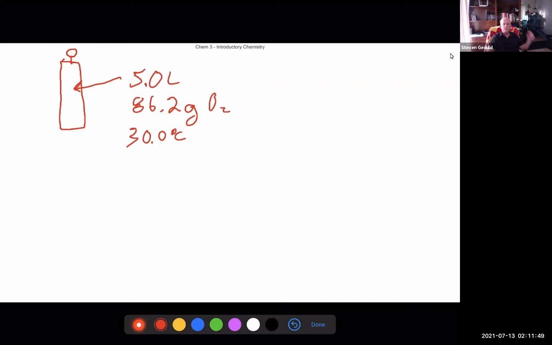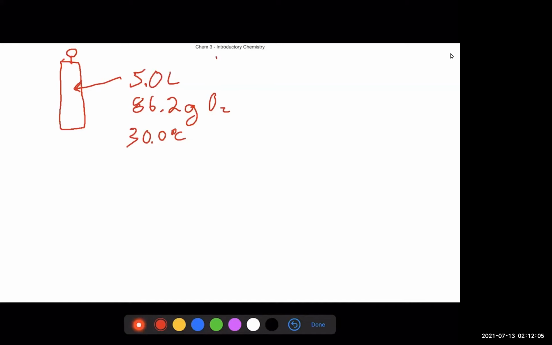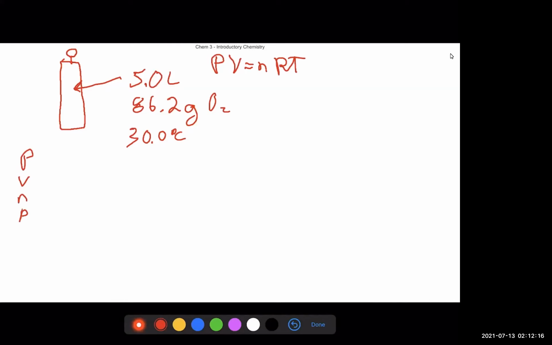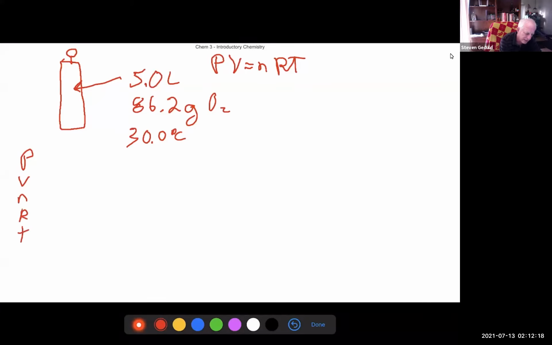What's the pressure inside the container? Okay. So we're looking for pressure. So are any of the variables changing? Yes or no? No. Okay, so what are we going to use? Right? So let's make a little chart. Always make a little chart. Pressure, volume, n, and R, T. Pressure we know is what we're looking for. Volume is 5 liters. Number of moles is, we don't know. But we can figure it out.